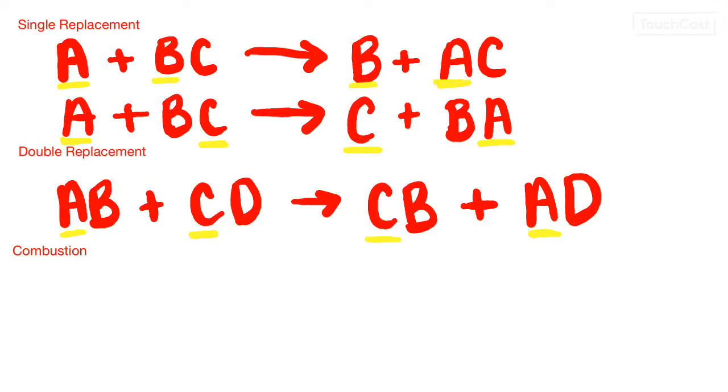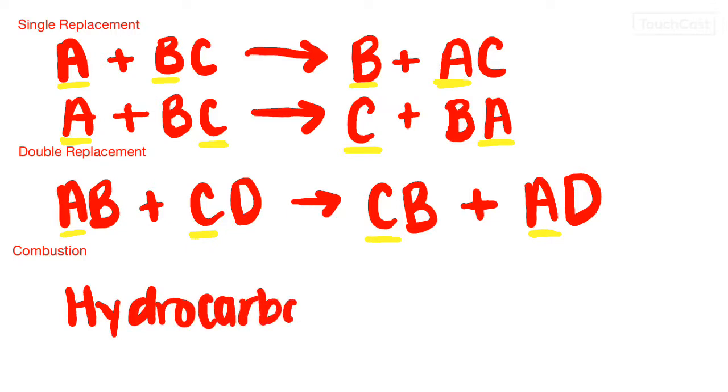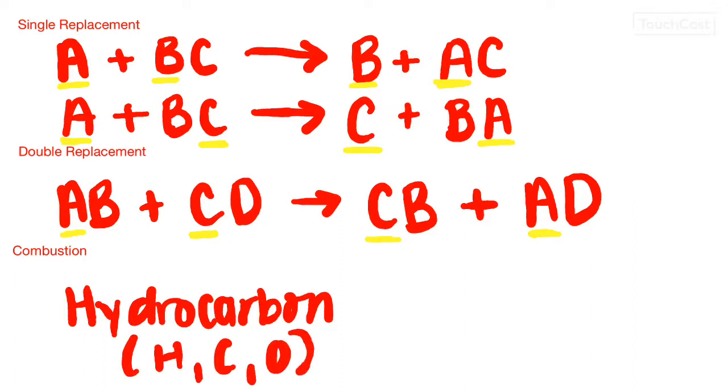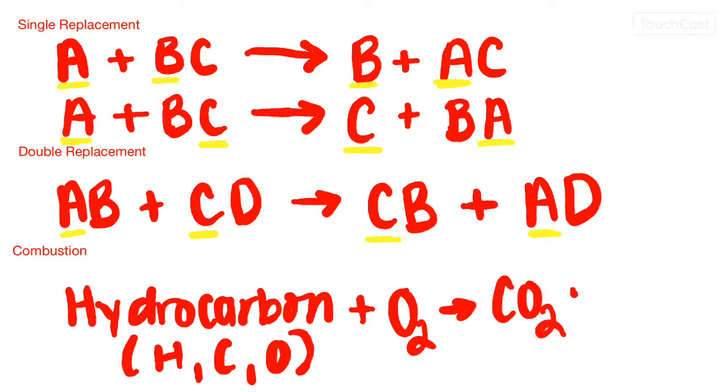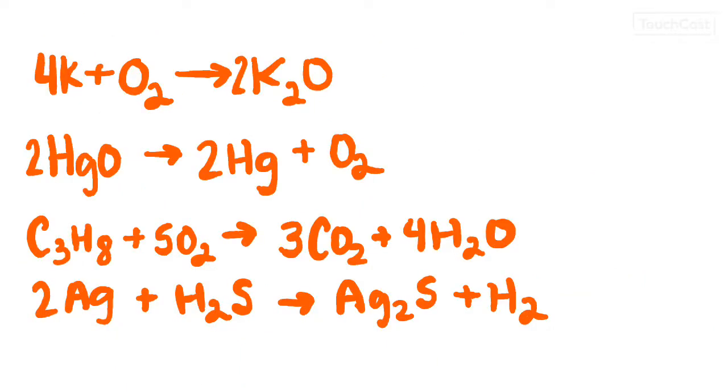Our final type of reaction is combustion. And what that is, is a hydrocarbon, so it's something that has hydrogens, carbons, or oxygens in it, plus oxygen, and it yields carbon dioxide and water. And so the easiest way to identify our combustion reaction is that it always ends with carbon dioxide and water. So if you see carbon dioxide and water at the end of your reaction, that means we have a combustion reaction. All right, let's put this into practical use.